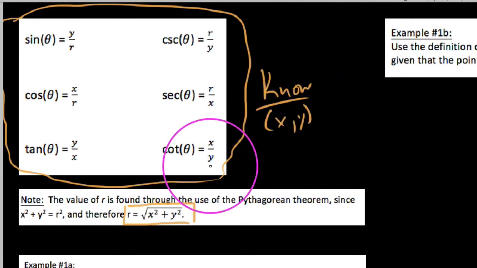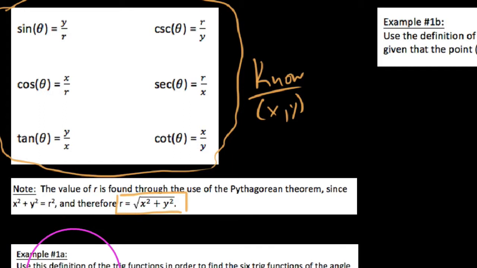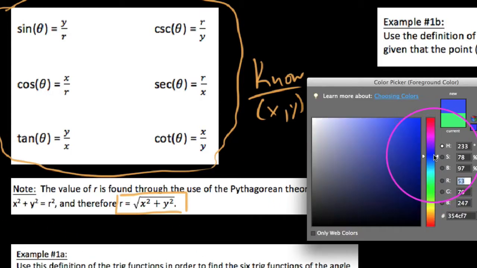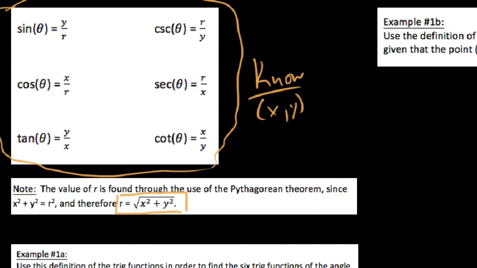Okay. So as an instance of what this might look like, let's take a look at example 1a. It says, use this information of the trig functions in order to find the 6 trig functions of the angle theta, given that the point -3, 4 lies on the terminal side. Okay. So the first thing we want to do is sketch this situation out. So we know that our angle is in standard position. We do know this. As a matter of fact, the only other thing I know about my angle is this. The point -3, 4 is on its terminal side.